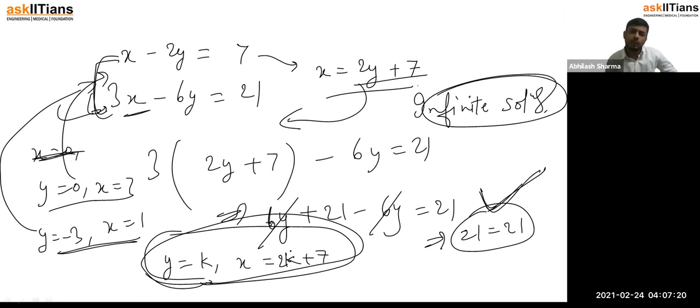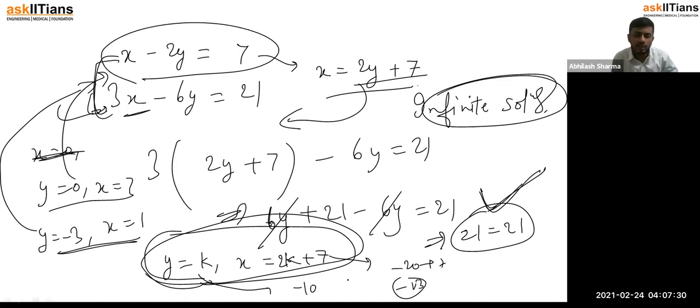Let us say you want to put minus 10. So then y you will get as minus 10, x you will get as minus 20 plus 7, which is minus 13. You check whether this equation is being satisfied by x equal to this, y equal to this much. You will see that yes, this is also satisfied, this is also satisfied. So that's what we are saying, that in this case there will be infinitely many solutions.